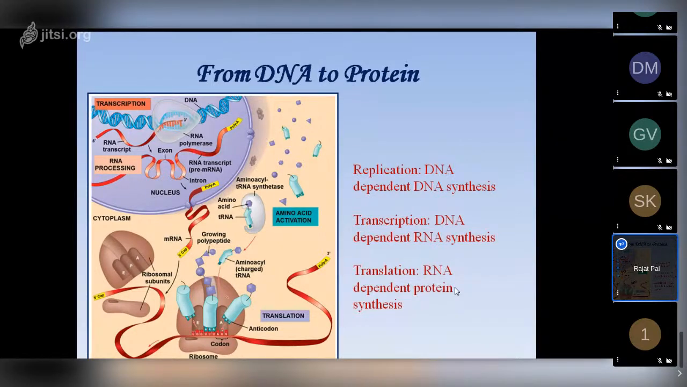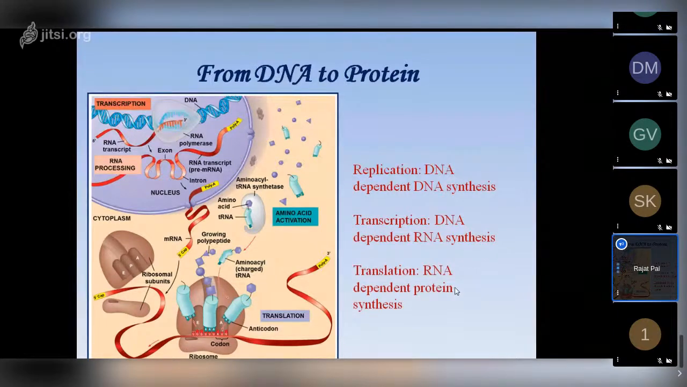First, the replication, that means the DNA dependent DNA synthesis. DNA will synthesize by its own. This is not related to the protein synthesis. For the protein synthesis, the next two steps are important. The transcription: from the DNA, RNA will be transcribed. All types of RNA in the cell will be transcribed from the DNA itself. And from the RNA, the protein will be formed.